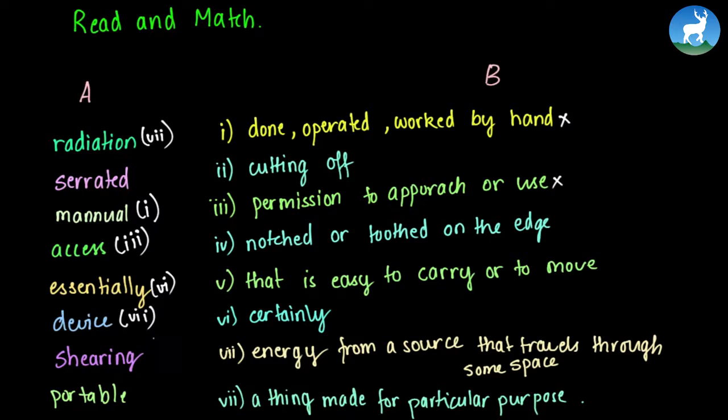So to share means to cut off. We know that scissors are hand-operated shearing tools, and scissors are used for cutting. So we know that shearing means cutting off. And finally, portable means that is easy to carry or to move. So a mobile phone is a portable device. Now serrated means notched or tooth on the edge. So in this way, we've matched the words under column A with the ones under column B.